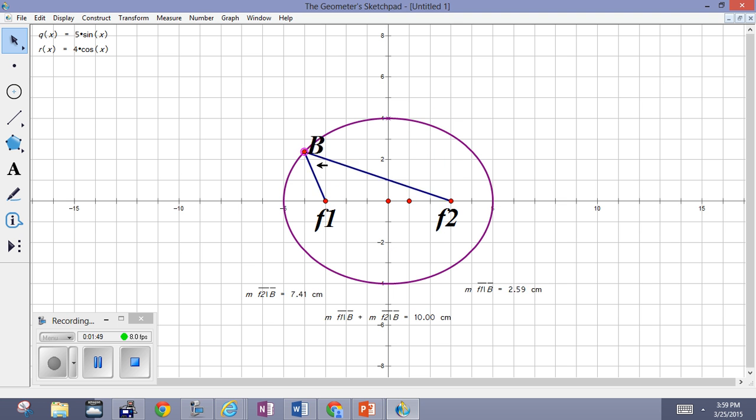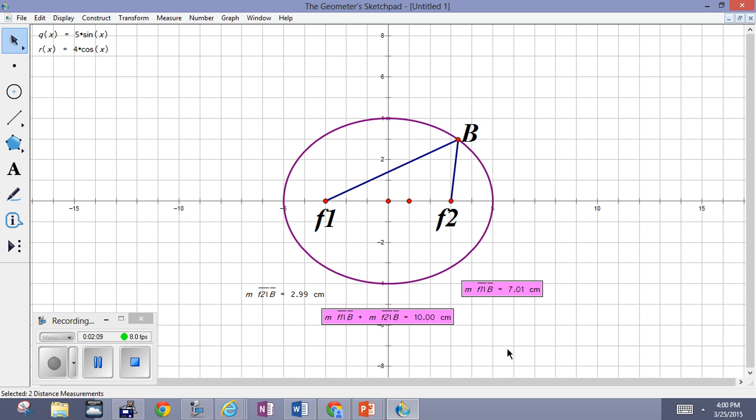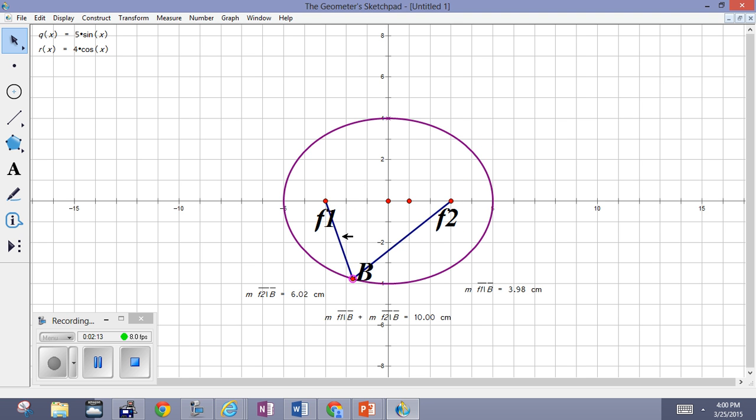Here you can see I have the point B, which is free to move around on my ellipse. The point B can move anywhere on the ellipse. I've clocked the distance B to F1, and I've clocked the distance from B to F2, and I sum them down here. By definition, regardless of how I sweep this around, the sum of those two distances is always going to be equal to, in this case, 10.